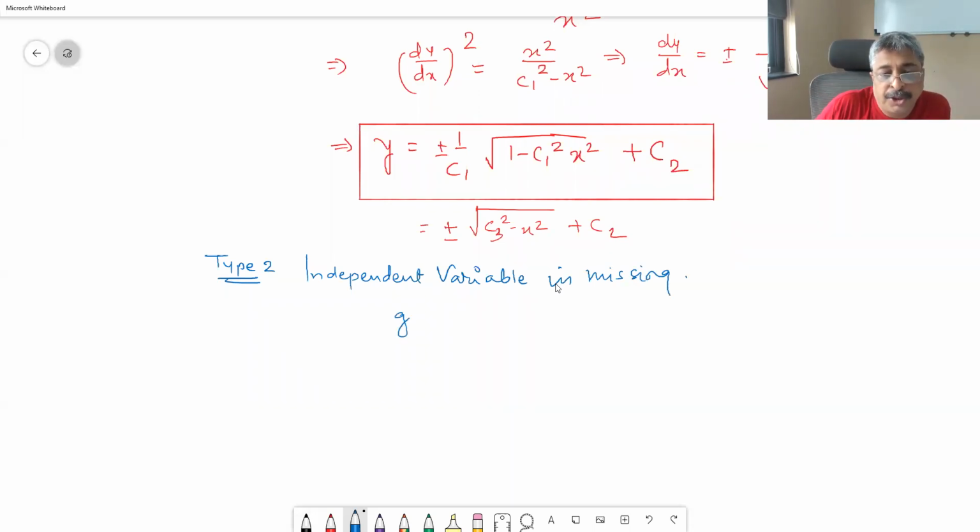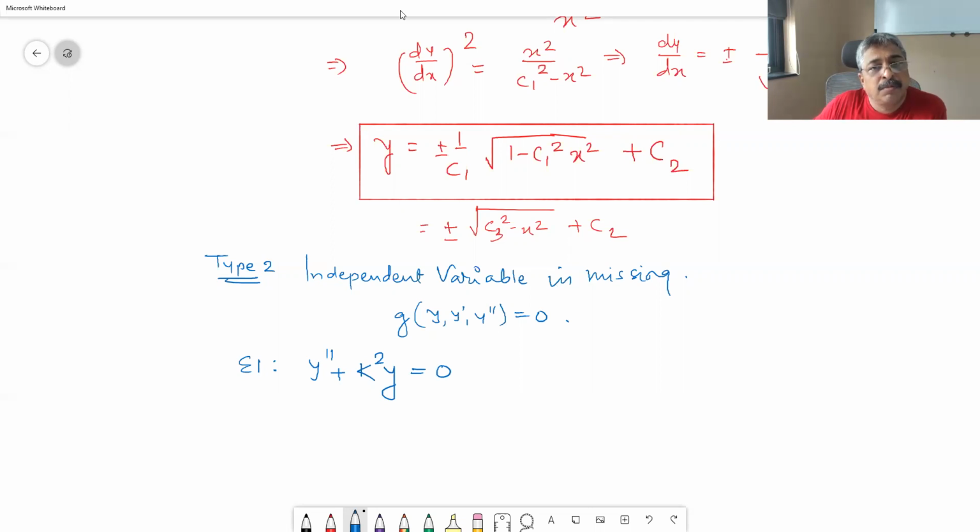So it's a function of g of y, y dash, y double dash is equal to 0. And you figure out how to deal with it. Take y double dash plus k square y is equal to 0. X is missing. Similar technique. Now, if we look at this, that independent variable is missing, so x is missing.